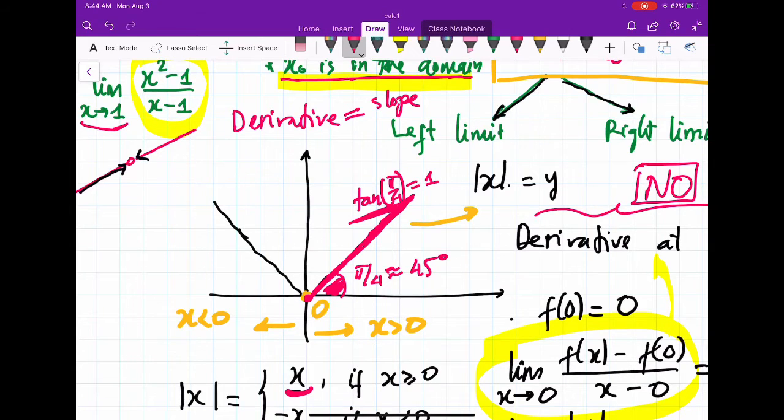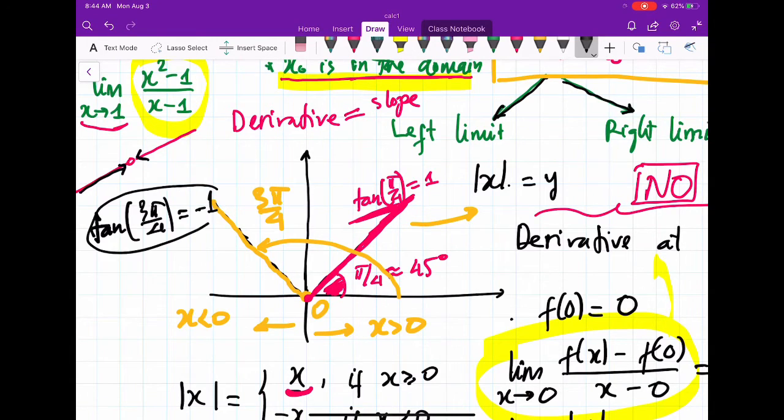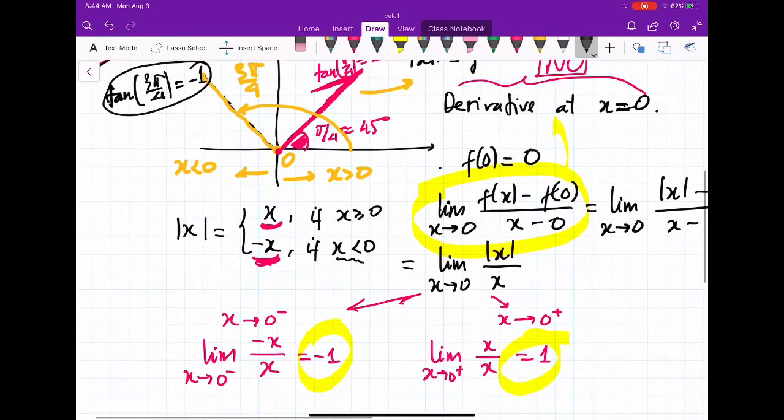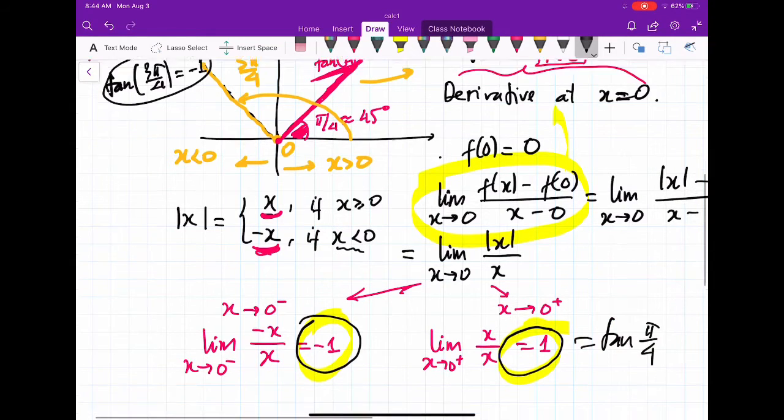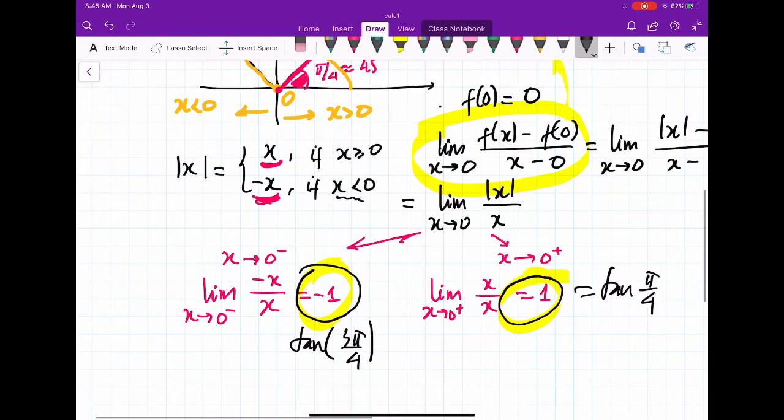But the tangent of this other angle is different, because we need to find the slope of this line. This angle is 3 pi over 4, and the tangent of 3 pi over 4 is negative 1. That's the left derivative. And this is the right derivative, 1, which is the tangent of pi over 4, while this is the tangent of 3 pi over 4.